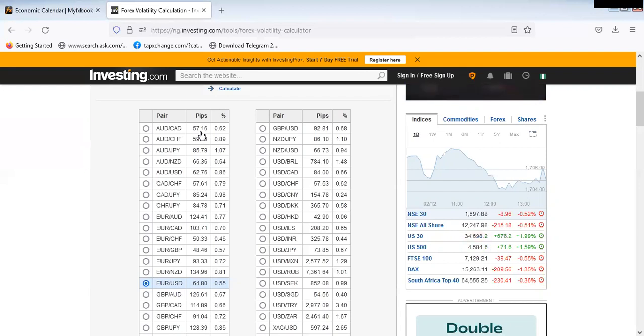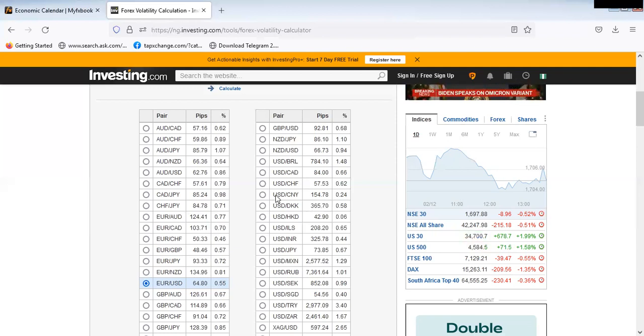Look at the other ones, AUD-CHF, AUD-JPY. You see 85.79. That's the amount of pips that is traded for that week. If you look at other pairs, Euro-AUD, 124.41 pips. It means that's the amount of pips that is also traded for that week.